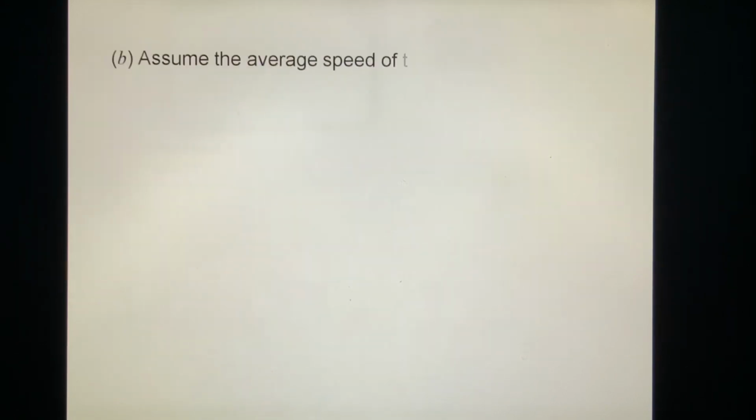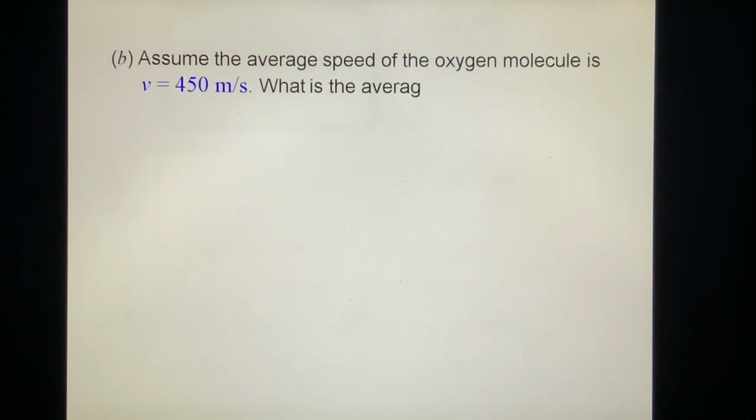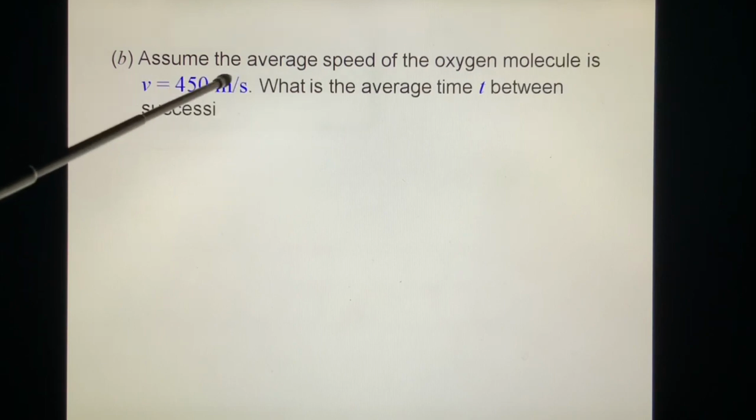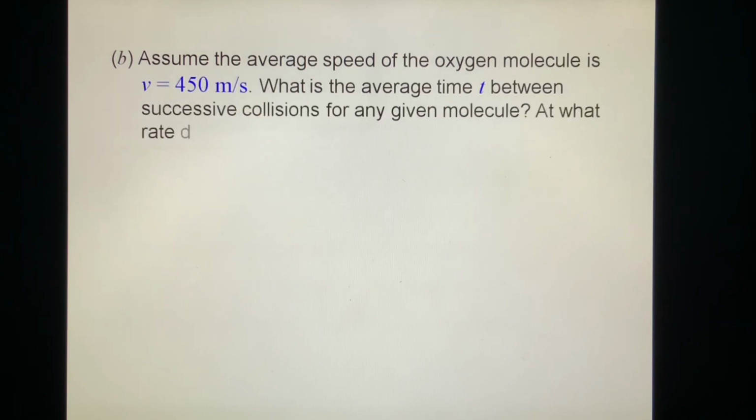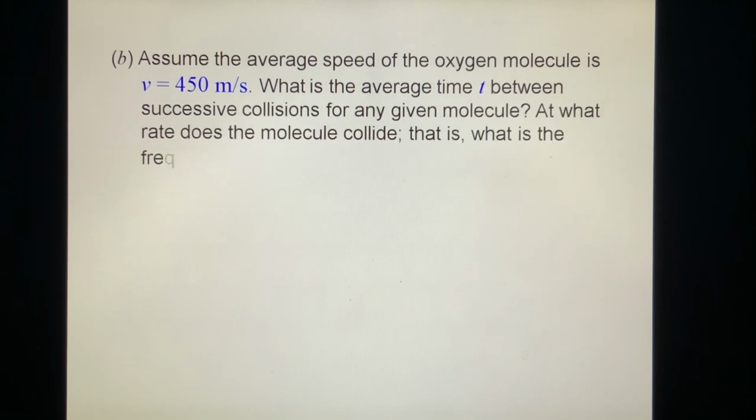Question B. Assume the average speed of the oxygen molecule is v equal to 450 meters per second. What is the average time t between successive collisions for any given molecule? At what rate does the molecule collide? That is, what is the frequency f of its collisions?